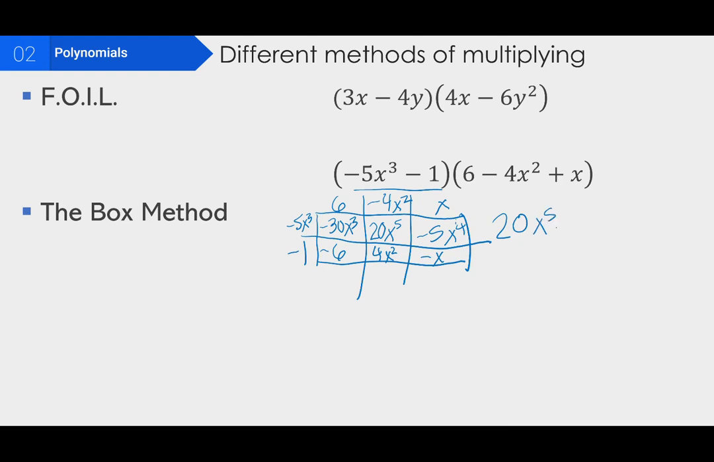20x to the fifth, negative 5x to the fourth, minus 30x to the third, plus 4x squared, minus x minus 6. And that's our whole answer. It's the box method. A lot of students like this because it's a very organized way to see it.